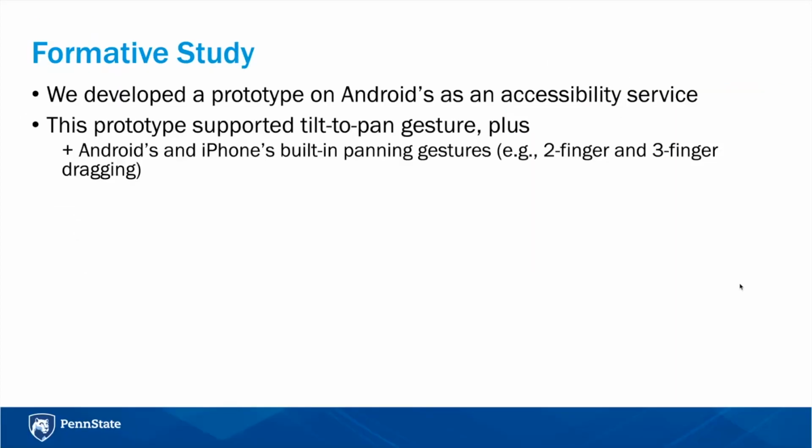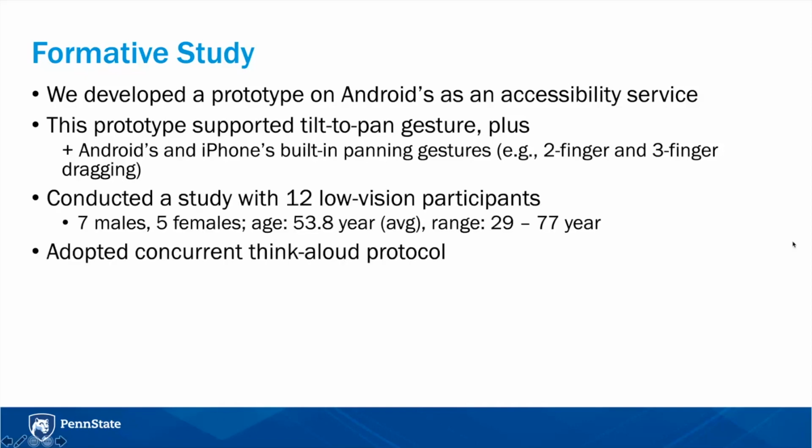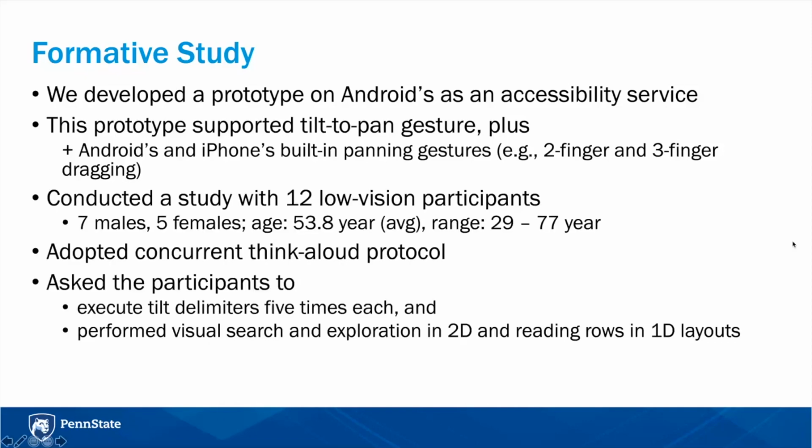Based on this initial parameter, we developed a prototype of tilt to pan on Android and conducted a formative study with 12 low-vision participants. As for the task, we asked them to execute tilt delimiters 5 times each, find a target in a 2-dimensional grid, and read a row in 1-dimensional layouts.